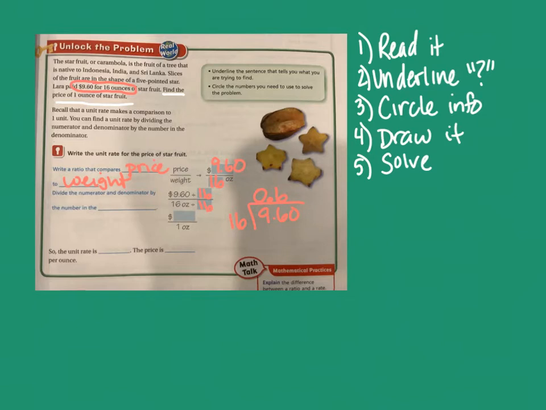I didn't know that off the top of my head. I would have had to go off to the side in my math lab and calculate it out, but I had the answer in front of me, so I cheated a little bit. And 16 goes into 0 zero times. So it is 60 cents for 1 ounce of star fruit. So we divide the numerator and denominator by the number in the denominator. So the unit rate is 60 cents. The price is 60 cents per ounce.